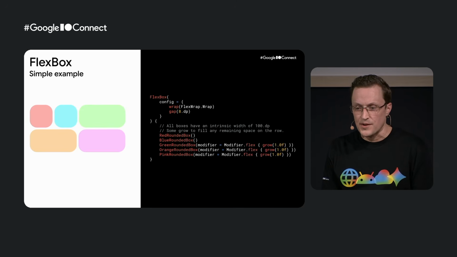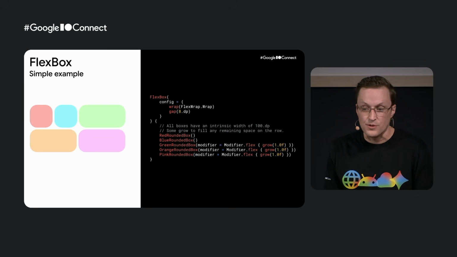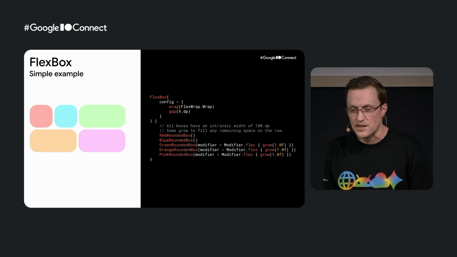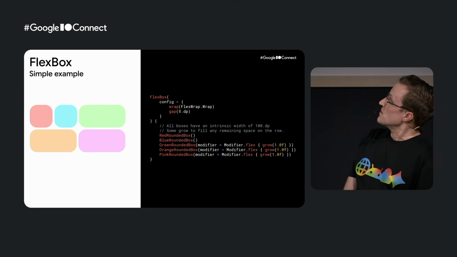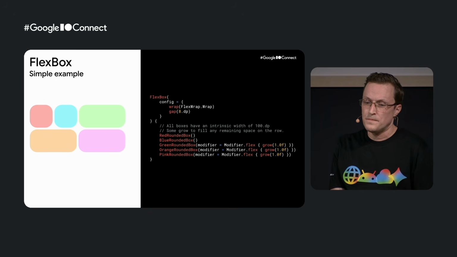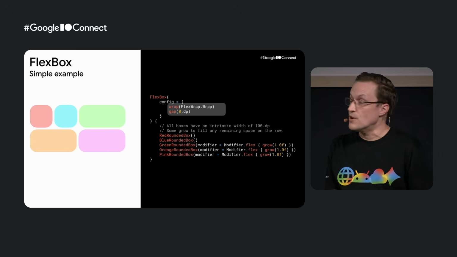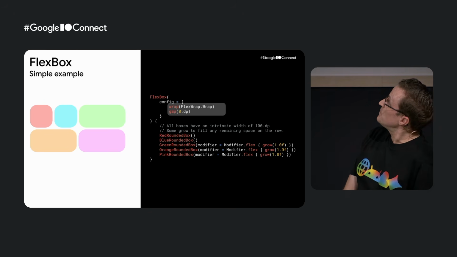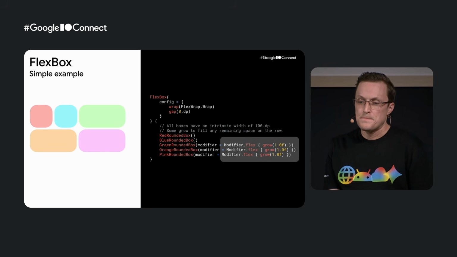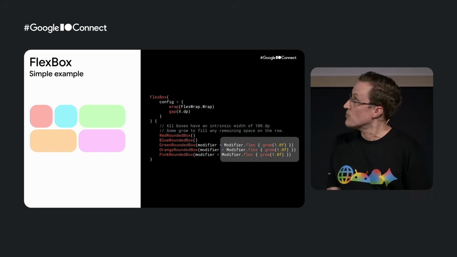FlexBox works in one direction, either laying out in a row or a column, and it offers lots of options for controlling the wrapping, positioning, and sizing of items. So here, for instance, there are 5 items, and they're configured as a row with wrapping enabled, and also with 3 of them expanding to fill the remaining space by using the grow option.